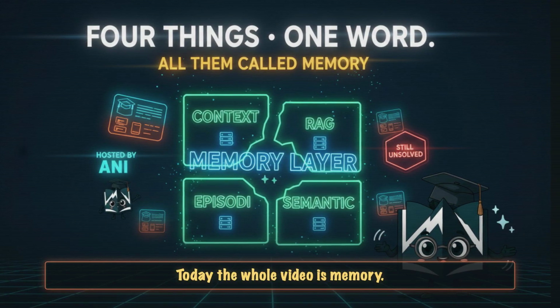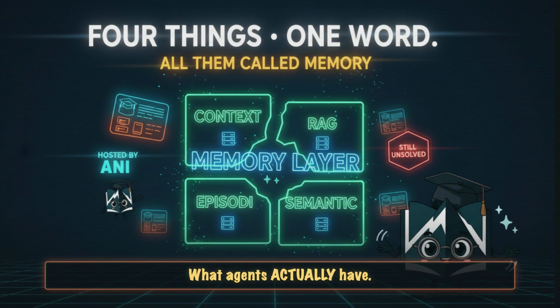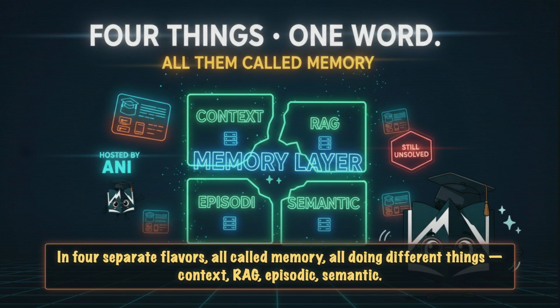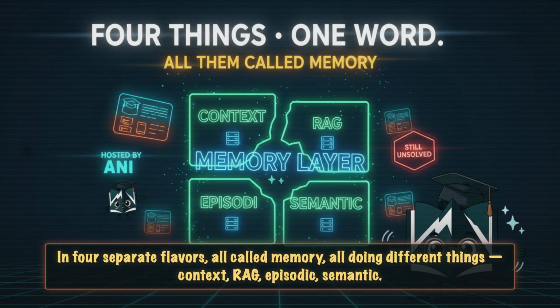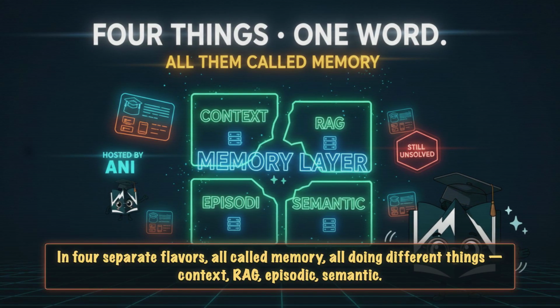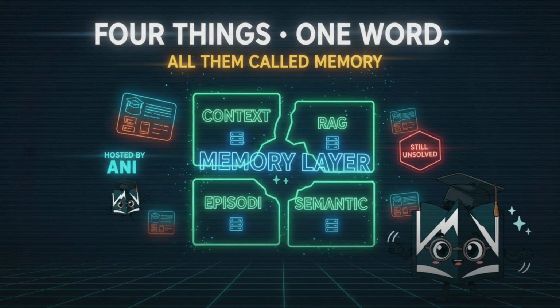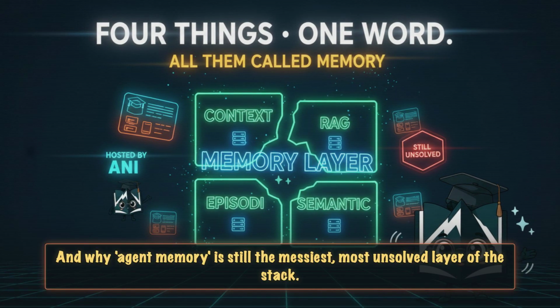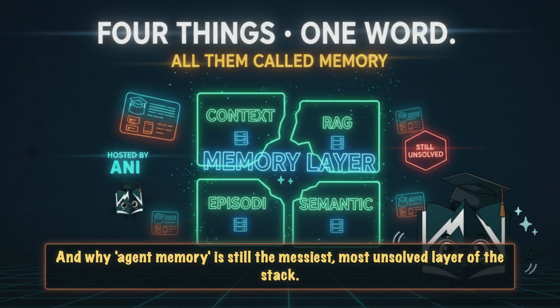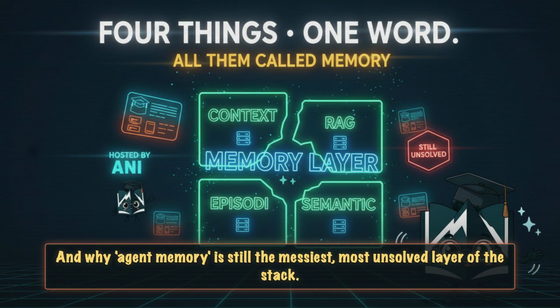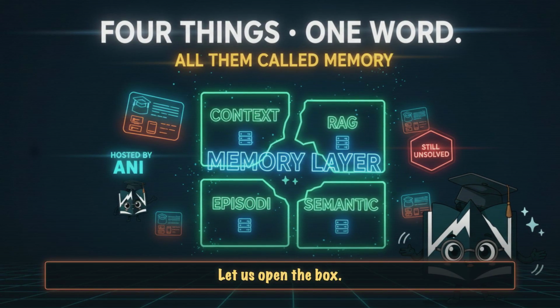Today, the whole video is memory. What agents actually have, in 4 separate flavors, all called memory, all doing different things: context, RAG, episodic, semantic, and why agent memory is still the messiest, most unsolved layer of the stack. I am Ani. Let us open the box.